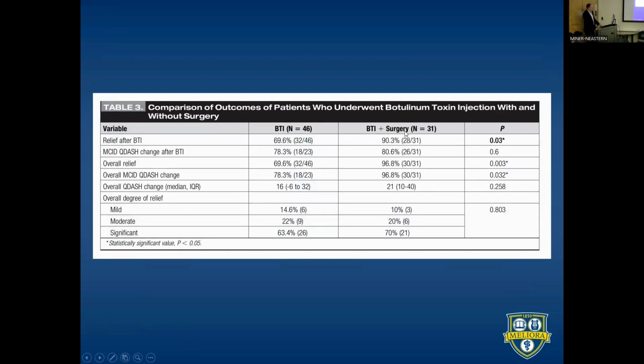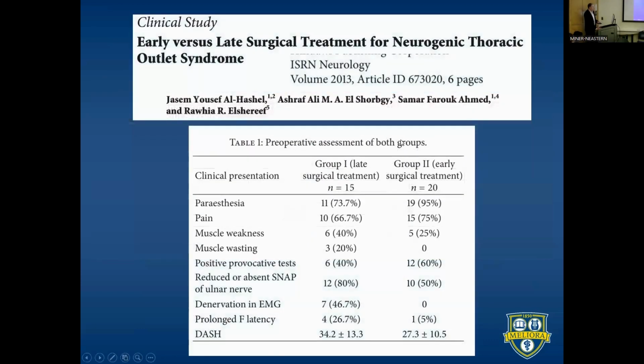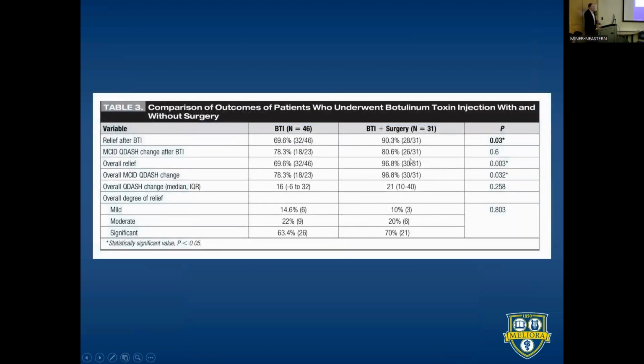If they had Botox success and the surgery, they were up in the 90%. So basically what this paper is saying is that Botox can be used to predict success of thoracic outlet surgery, and the combined approach of using Botox plus surgery is fairly effective for improving the patient.